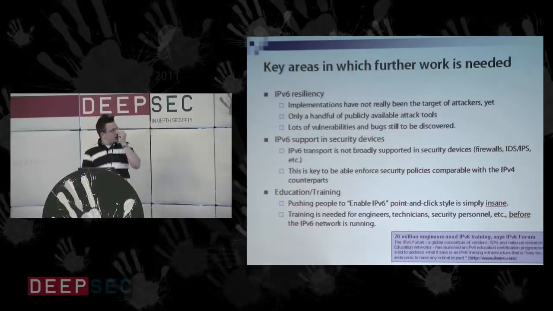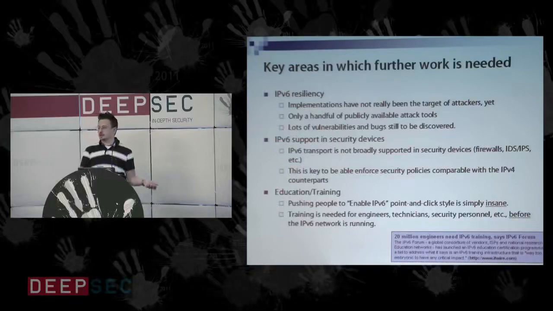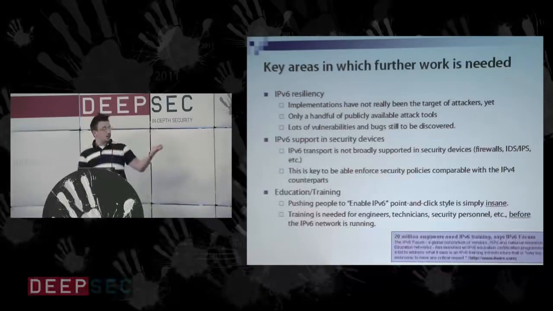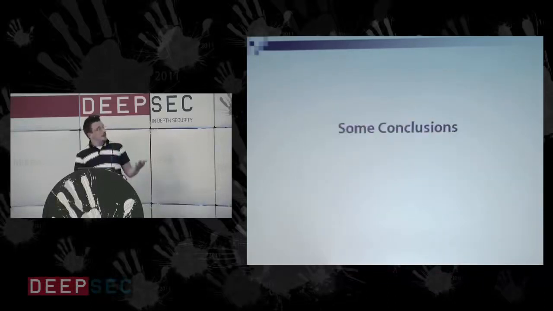We also need to improve the IPv6 support in security devices. I mean, no matter how good or bad the protocol may be, if you don't have V6 support in security devices, the resultant networks are not going to be very secure. And the last one is about education and training. That doesn't necessarily mean attending a training or reading a book, but at the very least, having somebody in your organization play with IPv6 and read about IPv6, because eventually they will be asked to deploy this in the network. Conclusions?